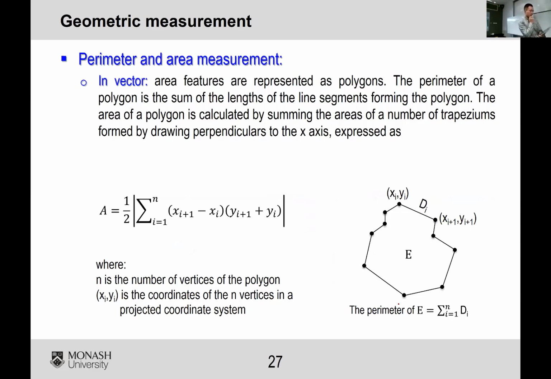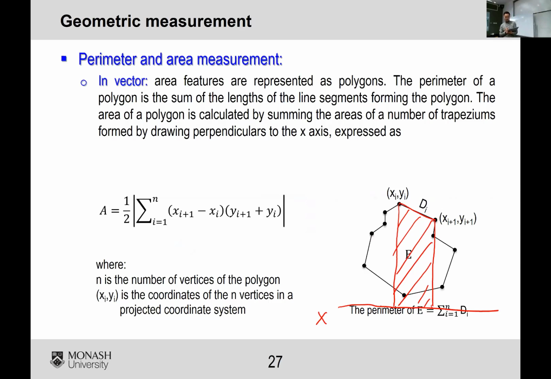Now for measuring the perimeter and area, it's also different in vector and raster data. So in vector data, the perimeter is very easy. Basically, again, the sum of all these line segments. And the area is calculated by summing the areas of the trapezoids. So if we have a line segment here, then we basically draw vertical lines to the x-axis and calculate the area of this trapezoid.